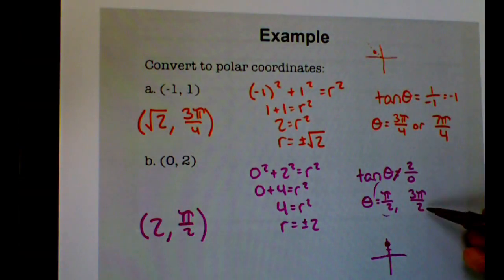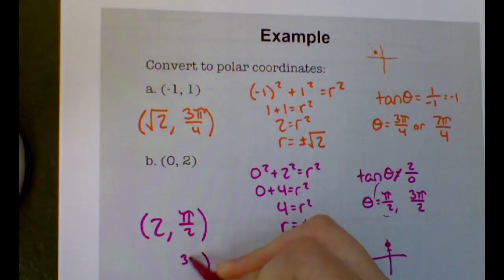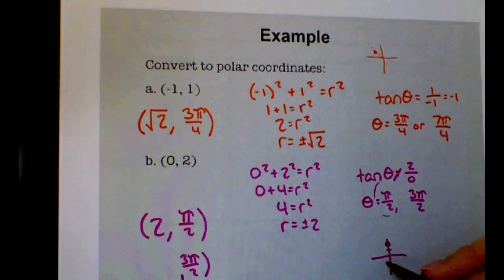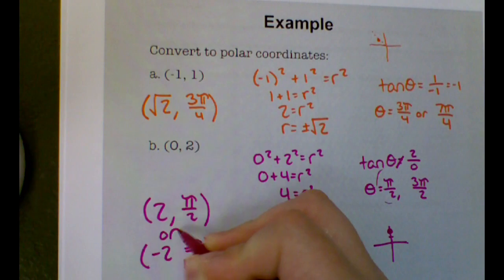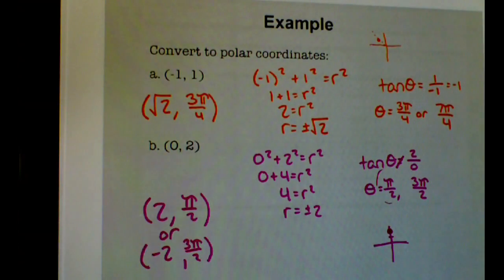If I had chosen 3 pi over 2 as my angle, I would just have to make that radius negative to go backwards. So these two represent the same exact point using those rules we talked about a little bit ago.